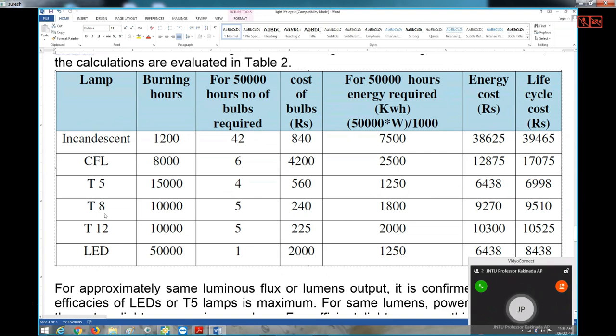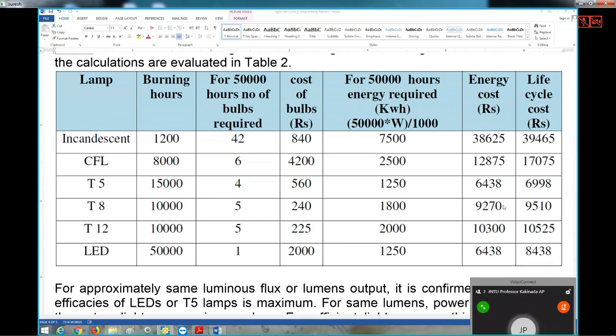Then tube light T8, which has a burning life of 10,000 hours. In order to have 50,000 hours of operation, the number of bulbs required is 5. They cost 240 rupees. Then for 50,000 hours, the energy consumption requirement is 1800 units. Then the energy cost is 9270 rupees. Then the life cycle costing analysis of the T8 tube light is 9510.